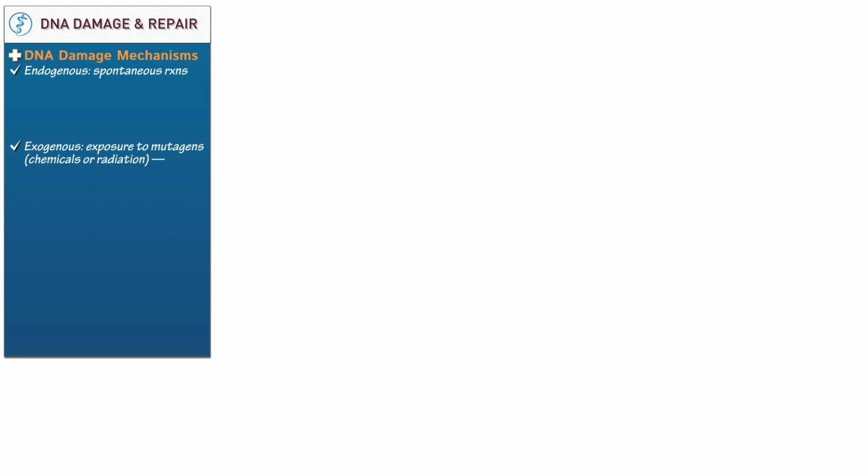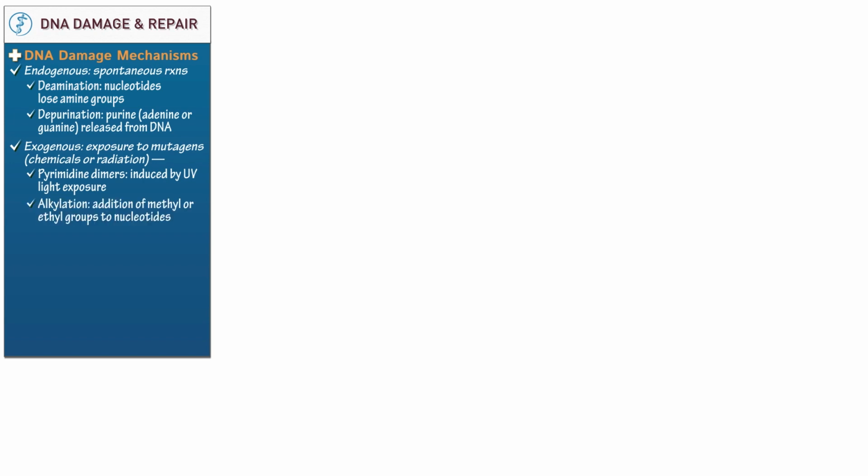Denote that spontaneous DNA damage is most frequently in the form of deamination, in which nucleotides lose amine groups, depurination, in which a purine, adenine or guanine, is released from DNA. Denote that mutagens can cause damage in the following ways: the formation of pyrimidine dimers, which is induced by UV light exposure; alkylation, the addition of methyl or ethyl groups to nucleotides; and the addition of a bulky group, which often occurs upon exposure to carcinogens, cancer-causing mutagens.